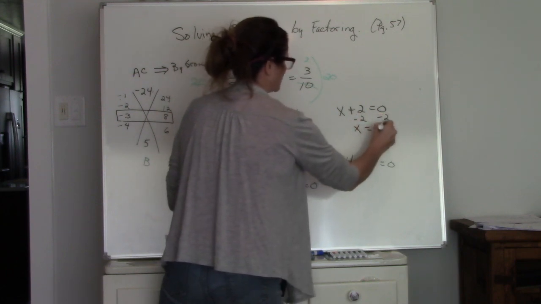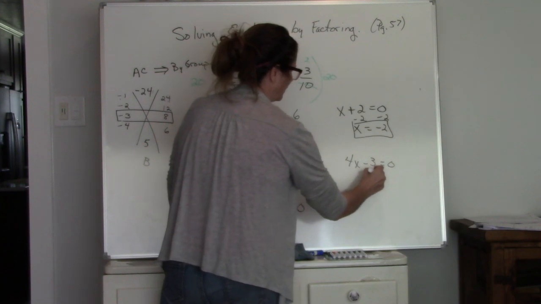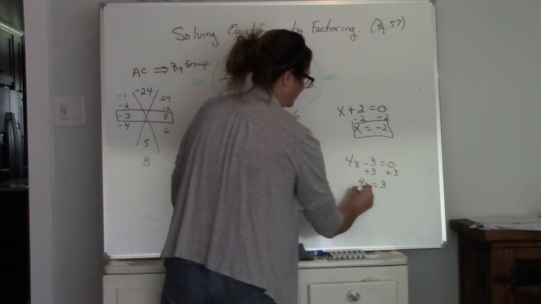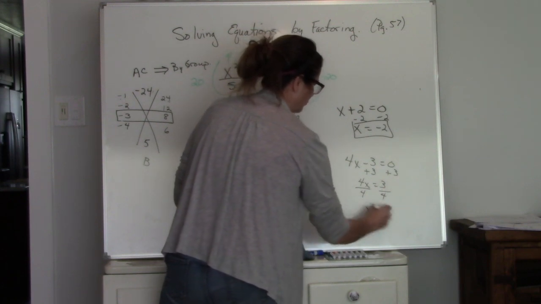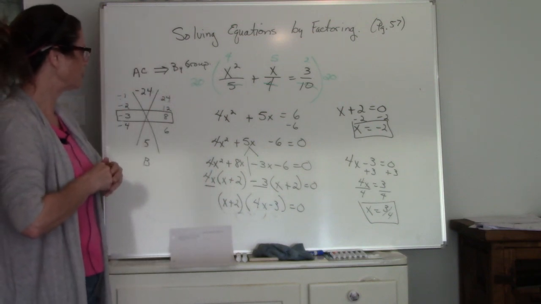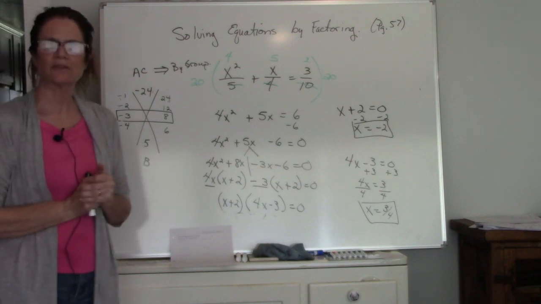So x equals negative 2. That's one of my terms. Two-step equation. And x equals 3/4. So those are my two x values. Okay? Those are the two roots, zeros of the polynomial, or x-intercepts.